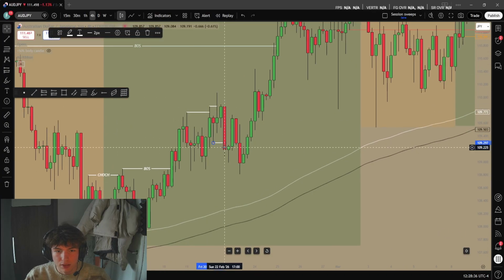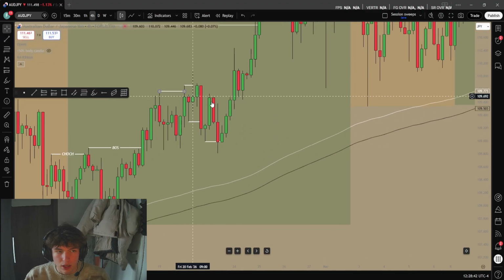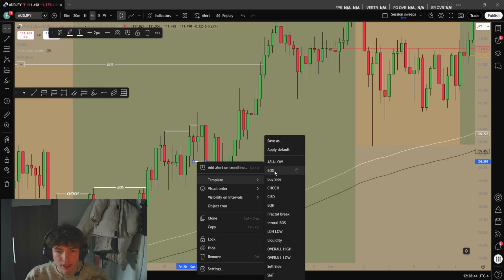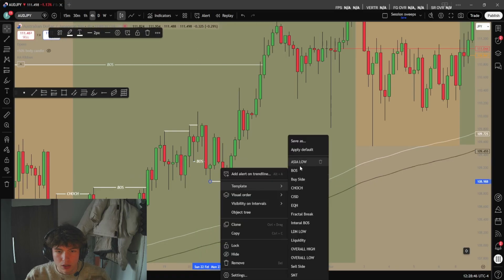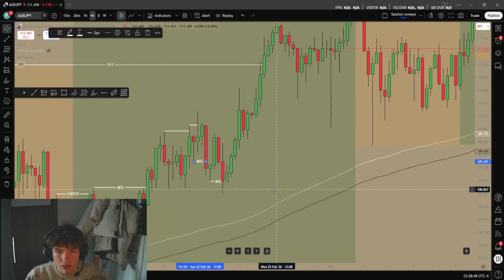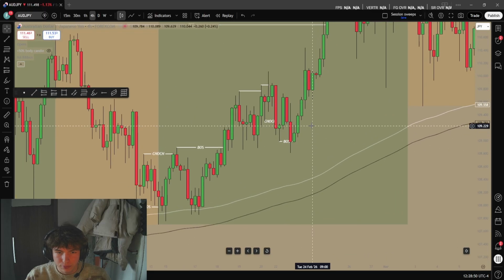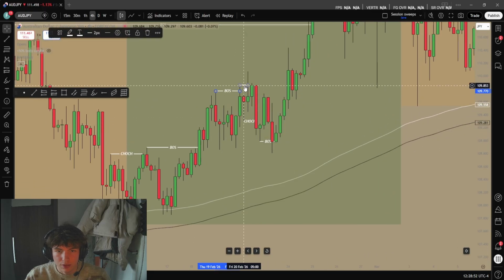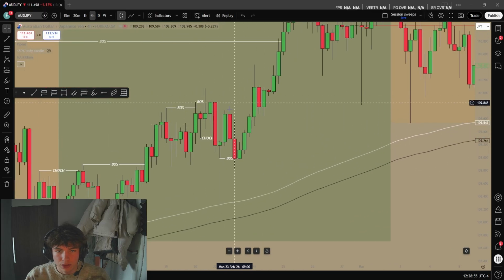But then here again, we see a low, and we break it. Small change of character, we see another break of structure. And then you can see a clear move back in towards the highs, right? So here, yes, you got a change of character. And these are two break of structures, right? Break of structure, change of character, change of character, change of character.